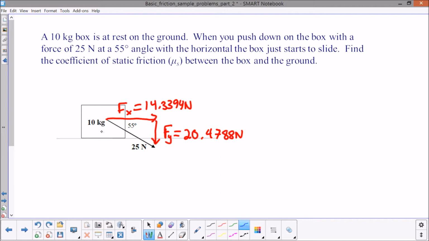Another force that we have acting on the box is the force of gravity, which is 10 kilograms times 9.8 meters per second squared, which is 98 newtons.